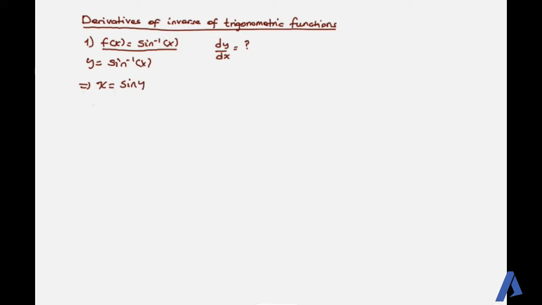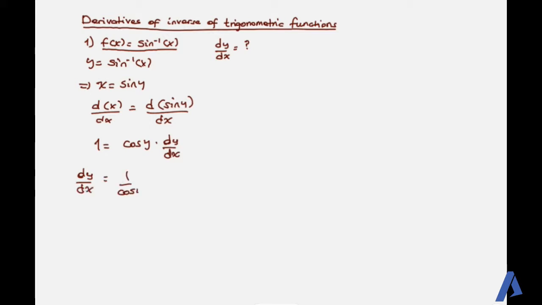Taking the derivative of both sides with respect to x, d of x with respect to x is equal to d of sin y with respect to x. This is 1. Since this is a function of y differentiated with respect to x, the derivative of sin is cos y, and here we get dy by dx. Then dy by dx is equal to 1 over cos y.